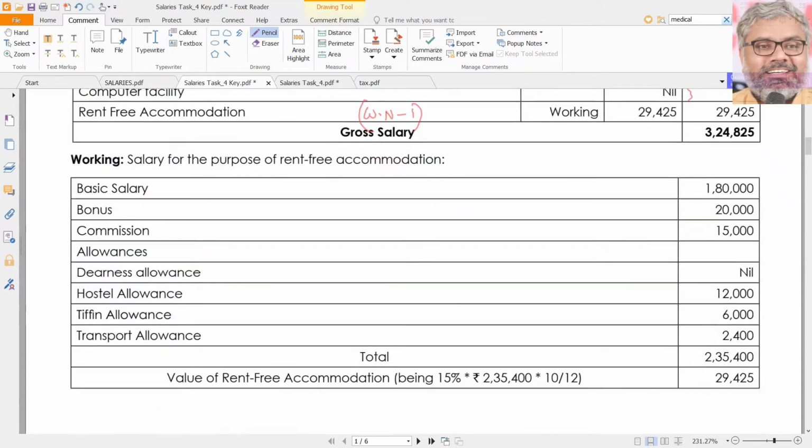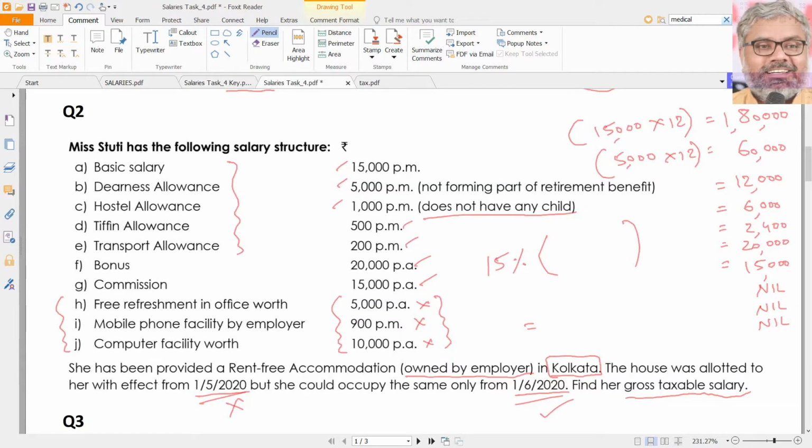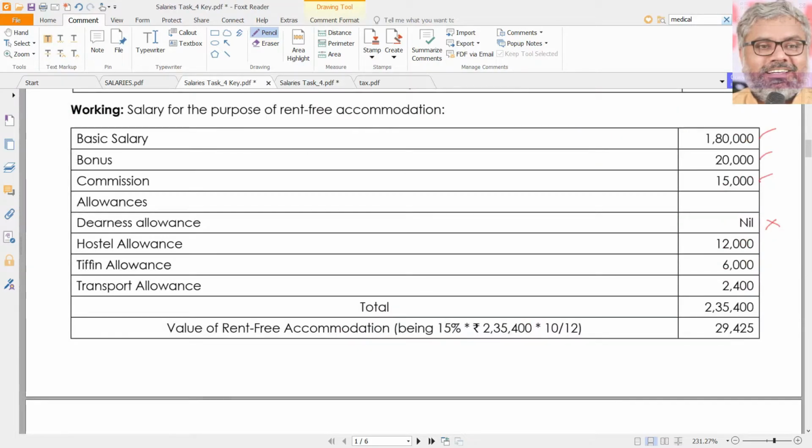So what is the purpose? What is salary here? What are all part of salary here? Basic salary definitely yes. Bonus definitely yes. Commission definitely yes. In case of allowances, dearness allowance is not included. Why? Because it is not forming part of retirement benefits, very clearly given, so not to be included. And other things we already know, hostel allowance is there, 12,000. Then tiffin allowance is taxable, transport allowance is taxable. So simply take all the total of this, 2,35,400. But is it the salary? Completely no.